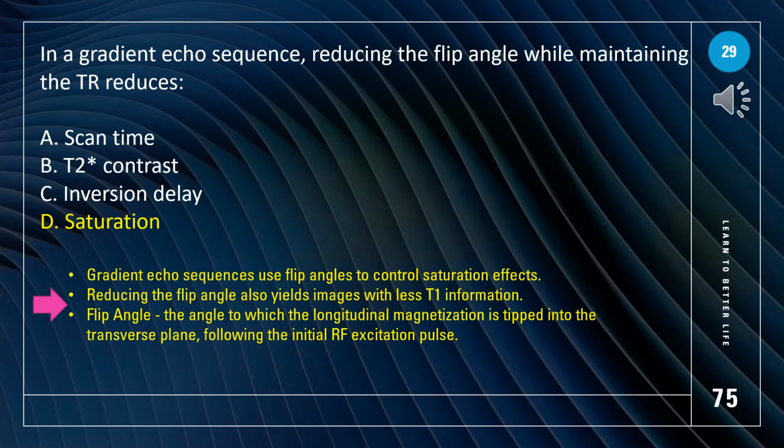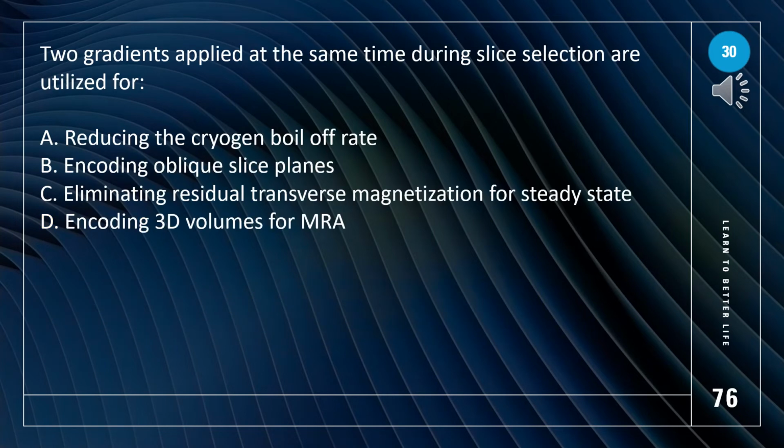excitation pulse. Two gradients applied at the same time during slice selection are utilized for A. Reducing the cryogen boil-off rate. B. Encoding oblique slice planes. C. Eliminating residual transverse magnetization for steady state. D. Encoding 3D volumes for MRI. The answer is B. Encoding oblique slice planes.